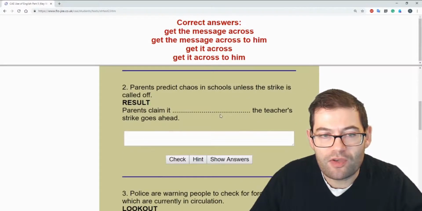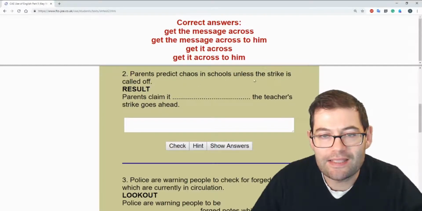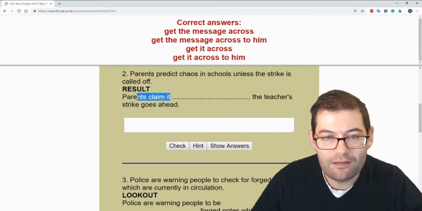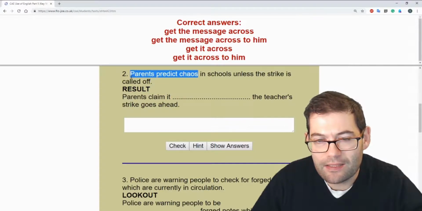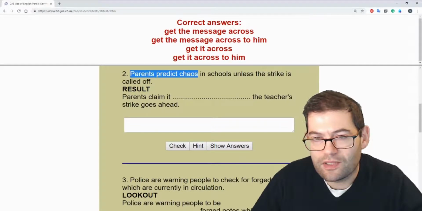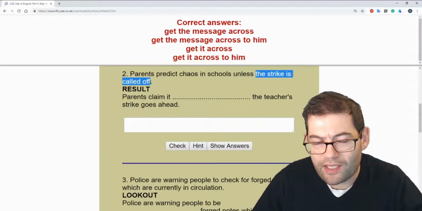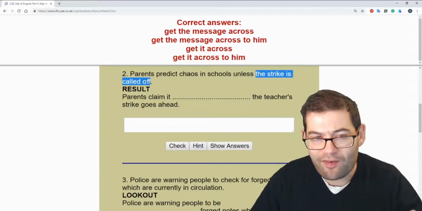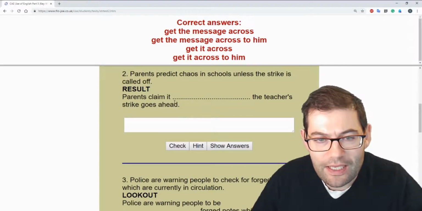For question number 2, let's just set that up properly. Parents predict chaos in schools unless the strike is called off. So parents claim it. That bit refers to, I would say, this bit here. And then we've got the teacher's strike goes ahead. So here we're talking about the strike is called off, I would say. So we've got a difficult transformation here. We haven't got exact vocabulary matches, but we've got similar, synonymous vocabulary matches. So let's have a look at this.